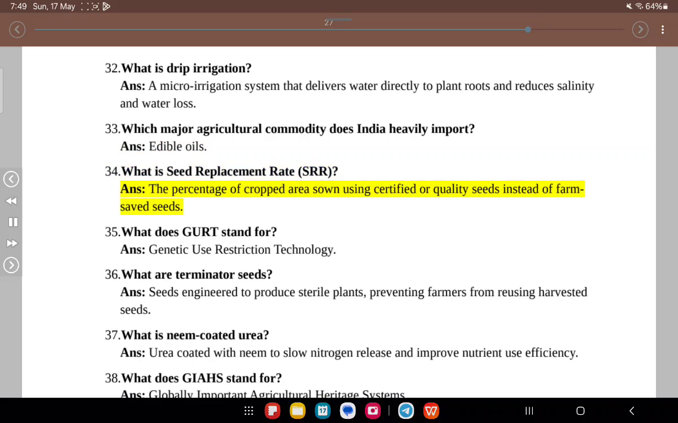34. What is seed replacement rate SRR? Ans. The percentage of crop area sown using certified or quality seeds instead of farm-saved seeds. 35. What does GURT stand for? Ans. Genetic use restriction technology. 36. What are terminator seeds? Ans. Seeds engineered to produce sterile plants, preventing farmers from reusing harvested seeds.